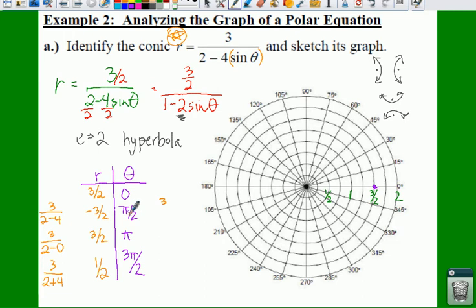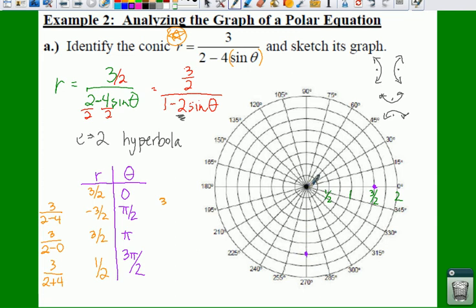We go in pi over 2. It says pi over 2 is going up, but we have a negative 3 halves. So that means we're not going up to pi over 2. We're actually going down to 3 pi over 2. So we're going to go a distance of 3 halves, which is this circle, right here.